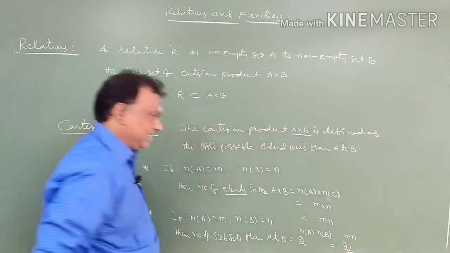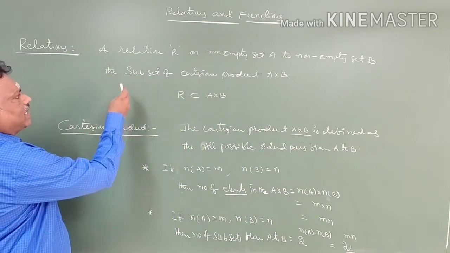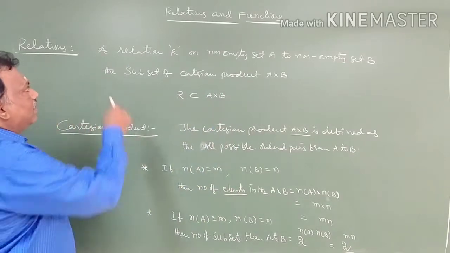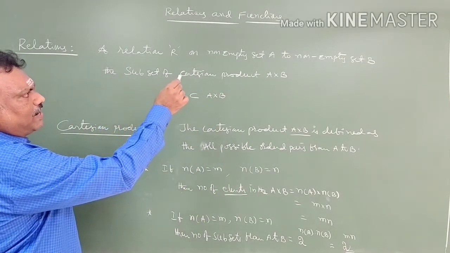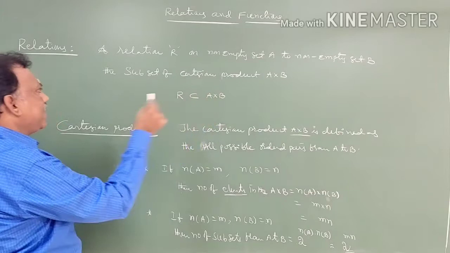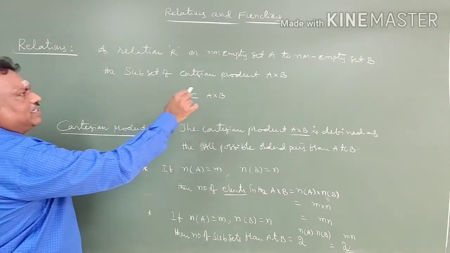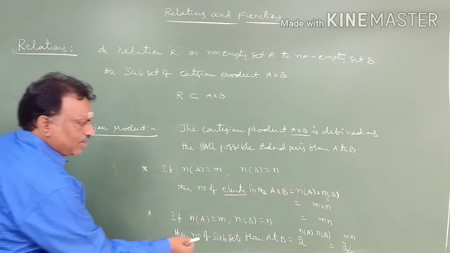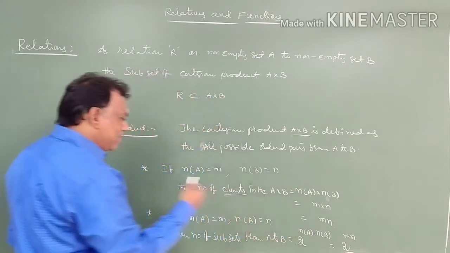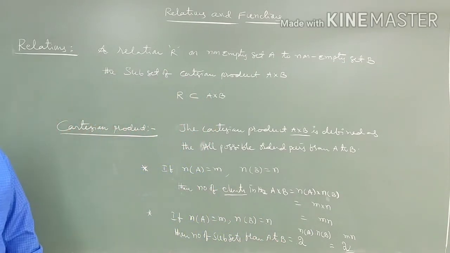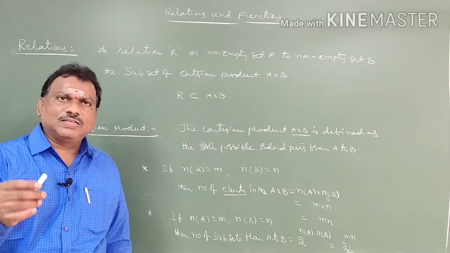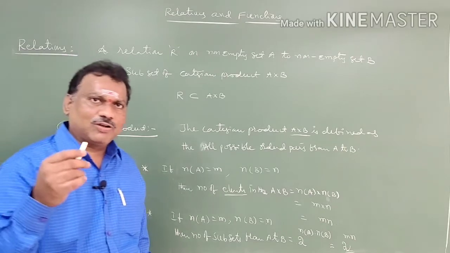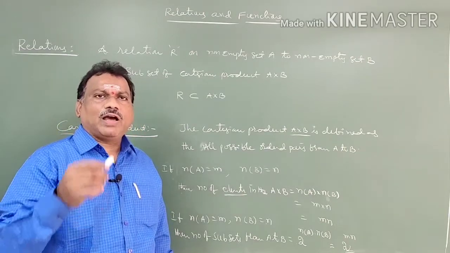These are the subsets. According to the definition, a relation R from set A to set B is a subset of the Cartesian product A cross B. The number of subsets we already got is 2 power mn. So by using this, we can say that if a set contains m elements and another set contains n elements, the number of relations from A to B is 2 to the power of mn.